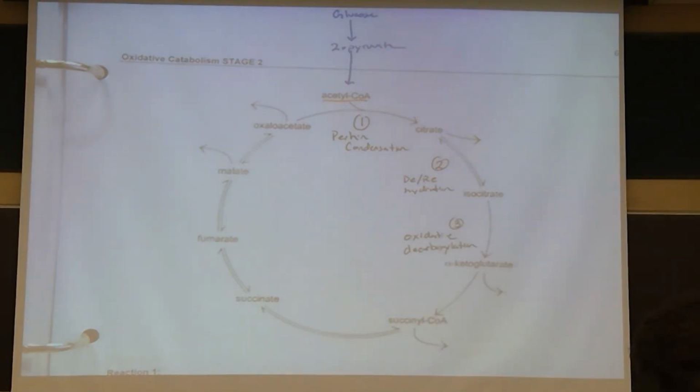So what are we losing at this step? CO2, what else? Electrons, right? So we're losing electrons, we're losing CO2. Step 4, oxidative decarboxylation. What are we losing? CO2 and electrons.